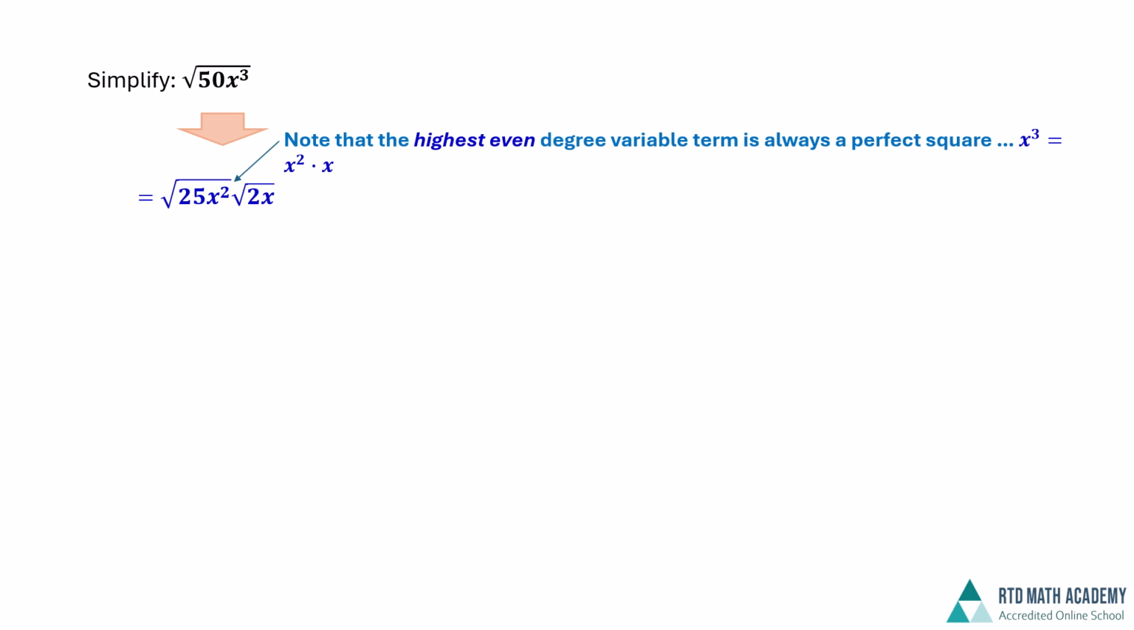So the strategy is we always take out the highest even degree variable term. So again, x cubed we would write as x squared times x, because x squared is the highest even degree. We put that first.